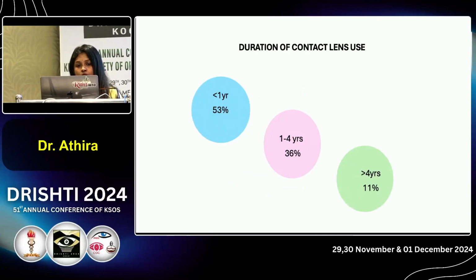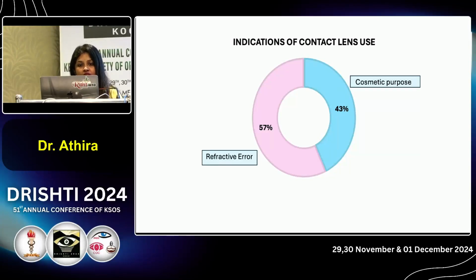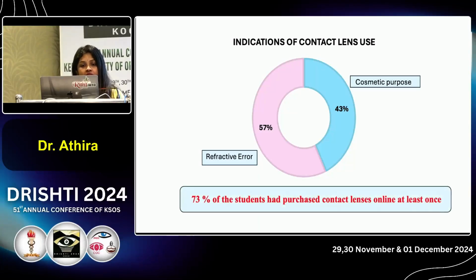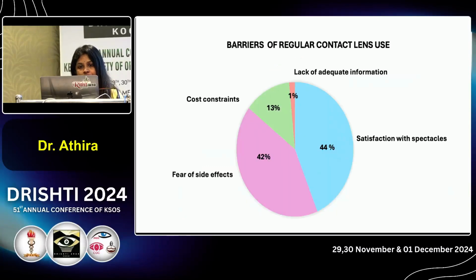Duration of contact lens use: 53% were using for a duration of less than 1 year, whereas 11% were using lenses for more than 4 years. 57% were using lenses for refractive error correction, whereas 43% were using mainly for cosmetic purpose. 73% of the students had purchased contact lenses online at least once.